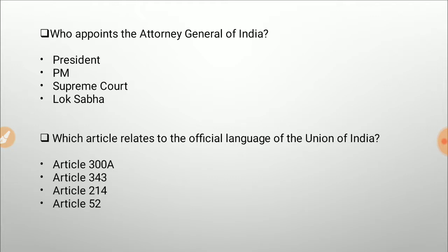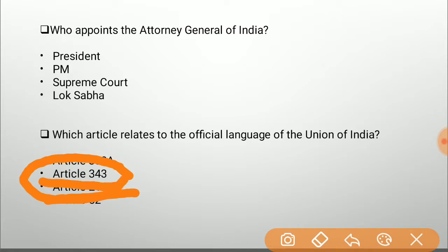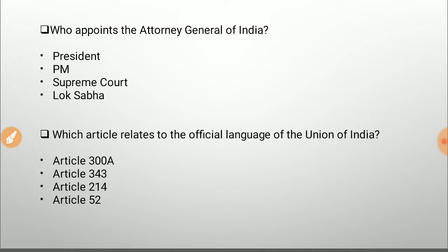Article 52 relates to the President of India. Article 214 relates to the High Courts, if I am not wrong. Just let me check upon that. Yes, it relates to the High Courts. Article 343 is the one we want. That is, the official language of the Union of India is mentioned in Article 343. Article 300A relates to the legal right to property.